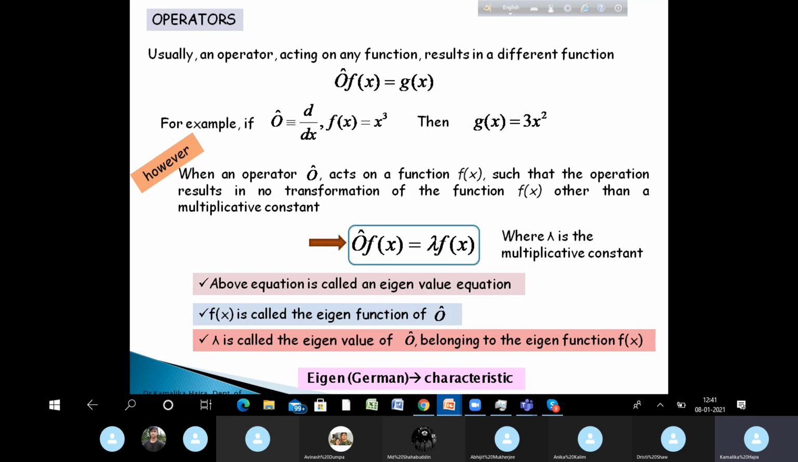We discussed eigen operations and eigenvalue equations in some detail in the last online class that we had. This is just so that you can remember what we are talking about.